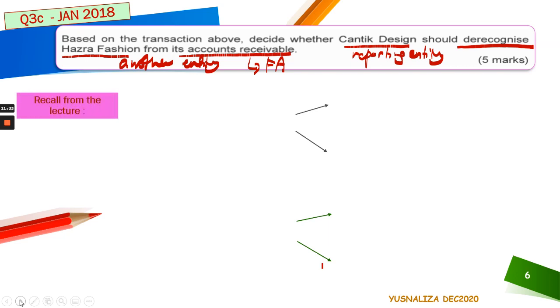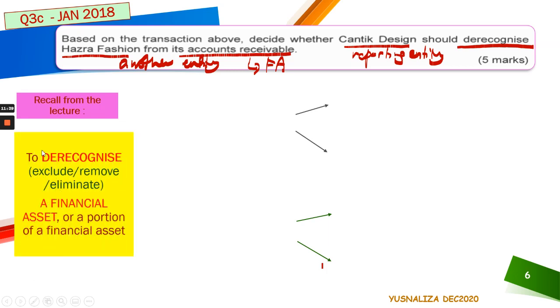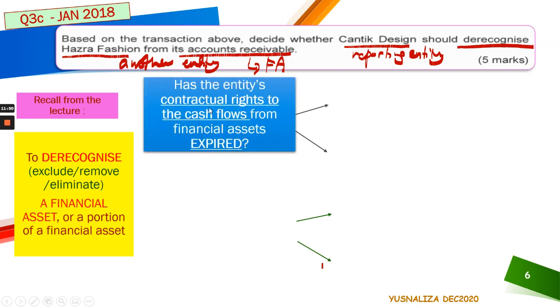So before you start answering the question, why not we do a little revision on the lecture? Recall from the lecture, if you were to derecognize or exclude or remove or eliminate a financial asset, you need to fulfill one of these requirements under MFRS 9. The first one is that the entity's contractual rights to the cash flow expired.